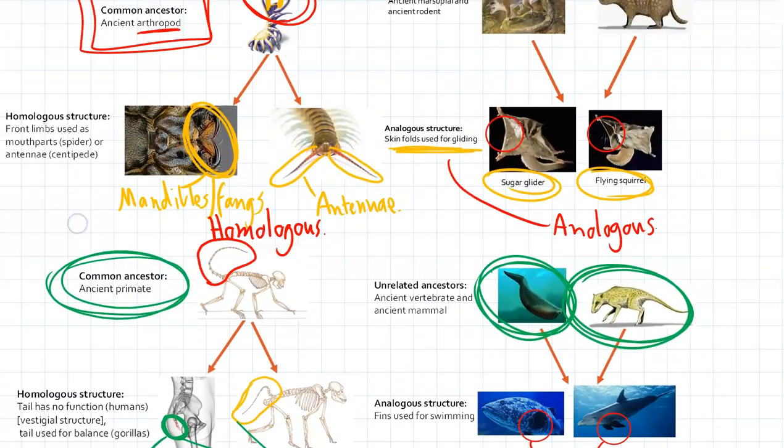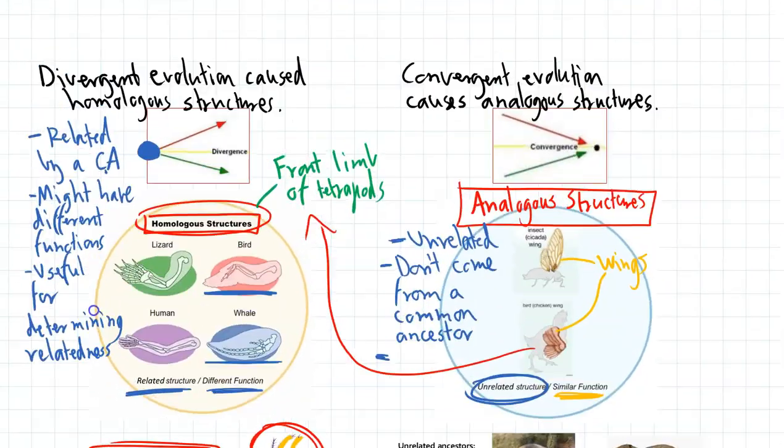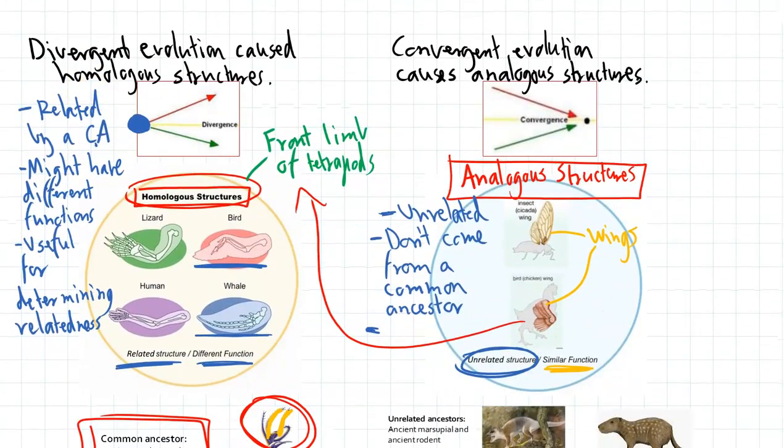Alright, so that is how divergent and convergent evolution cause homologous and analogous structures.